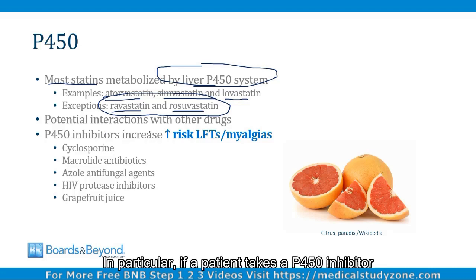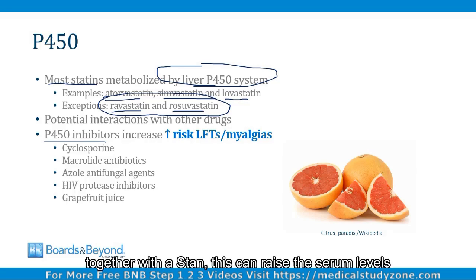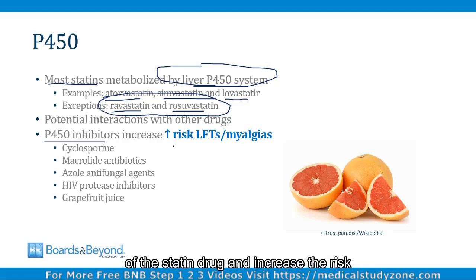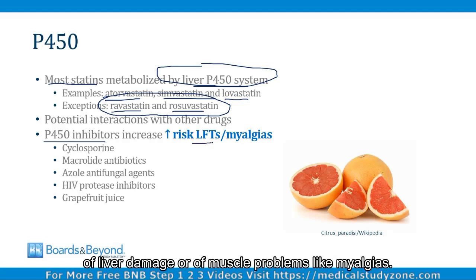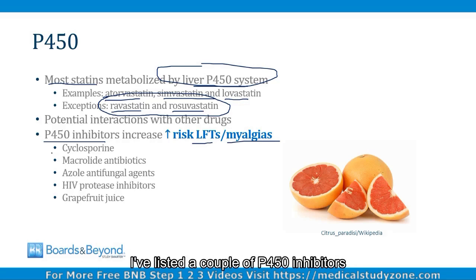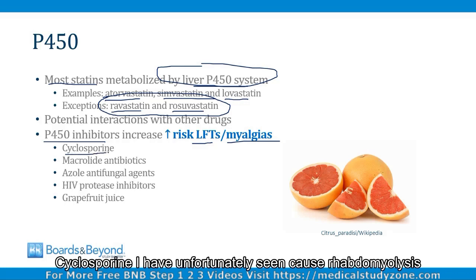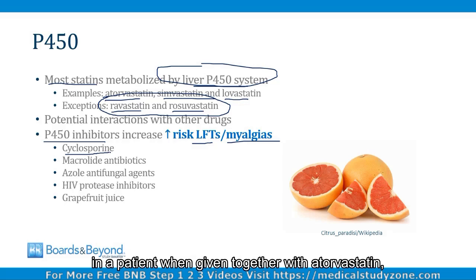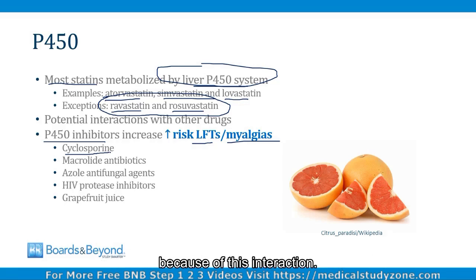In particular, if a patient takes a P450 inhibitor together with a statin, this can raise the serum levels of the statin drug and increase the risk of liver damage or of muscle problems like myalgias. I've listed a couple of P450 inhibitors here on this slide. Cyclosporin, I have unfortunately seen cause rhabdomyolysis in a patient when given together with atorvastatin because of this interaction.